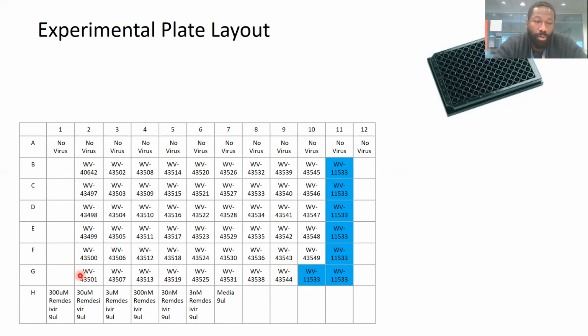And at the bottom, I am using remdesivir as a control. So I know remdesivir does kill the virus. Therefore, if I add this to the wells and the cells at the same time as the virus, I know at a certain concentration that it will destroy it. So you should be able to see it.